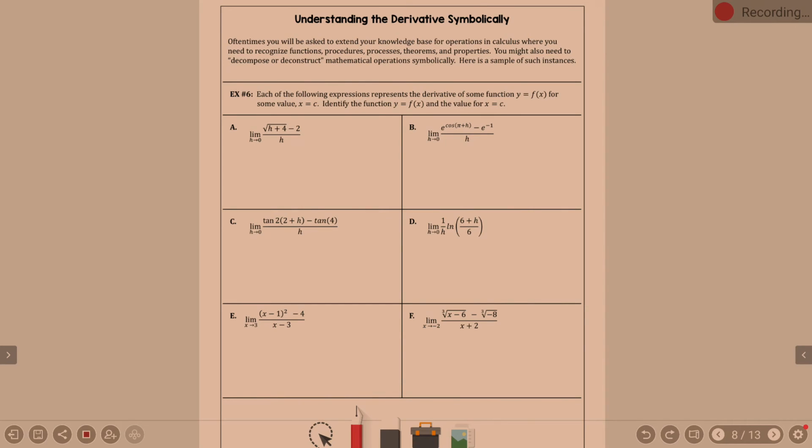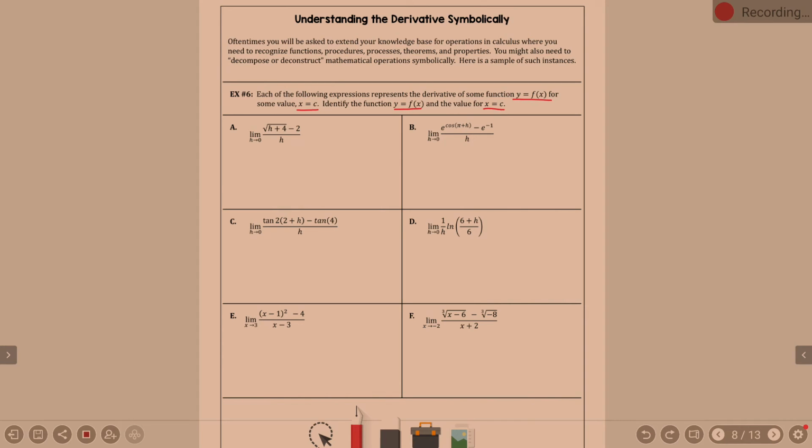They ask us, let's see. So we need to find y equals f of x. Now, be flexible. Instead of an a value, they're calling it a c value. Same idea, right? Be flexible. Don't get hung up on, no, it has to be a. They'll randomly change things. So we're identifying the function and the value.